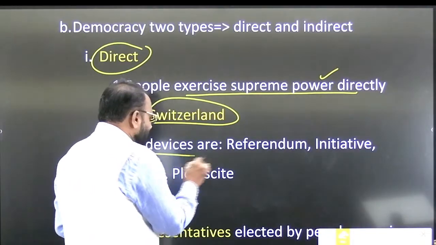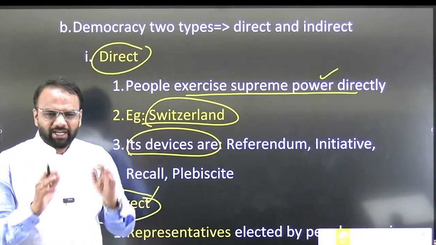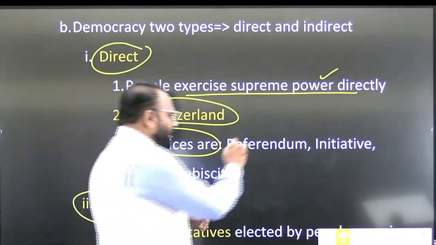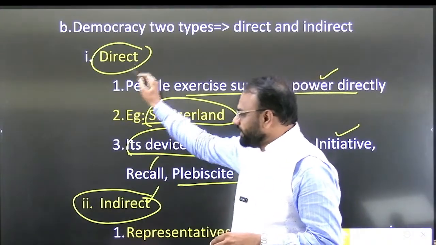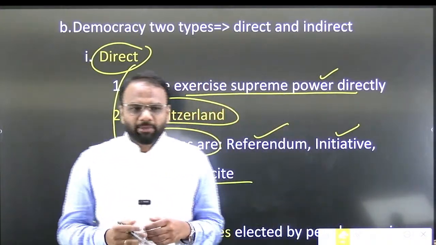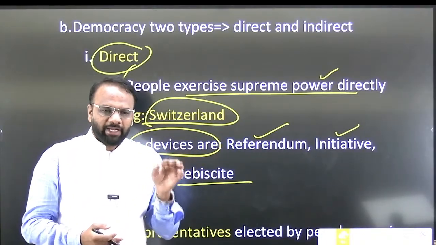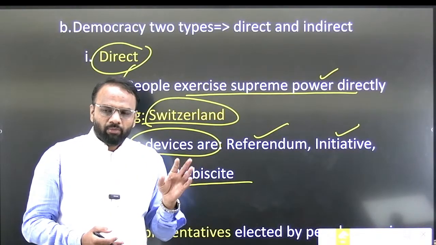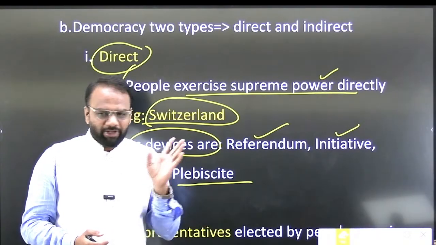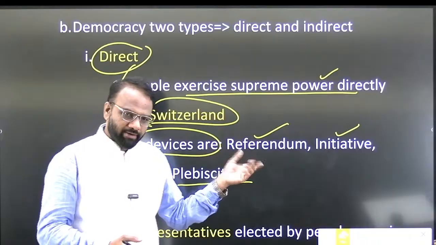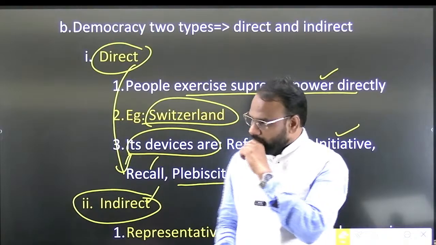Next, its devices. For the time being we will not discuss these things; we will just memorize. Referendum, initiative, recall, plebiscite. These are the devices of direct democracy. In the examination, if they ask whether plebiscite, referendum, initiative are devices of option 1, direct democracy, or option 2, indirect democracy: only 1, only 2, both 1 and 2, neither 1 nor 2. Only 1. These are the tools used by direct democracy. For the time being we shall not focus on what they are.